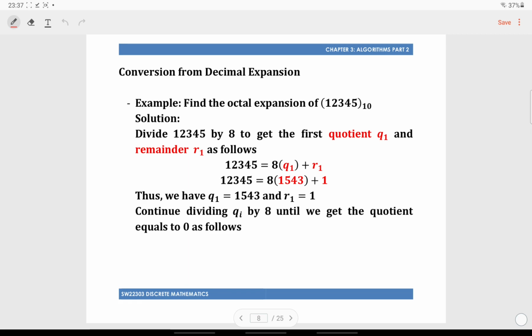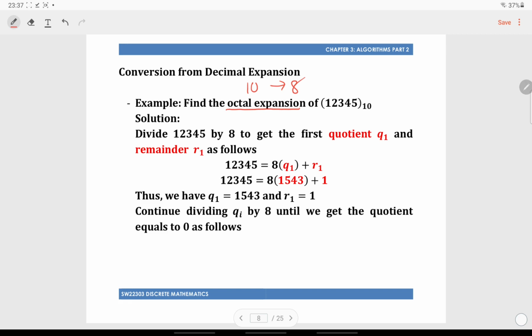We start with the first case, which is to convert the given decimal to octal expansion. Okay, from base 10 we convert to base 8. So let's see how to do the conversion.